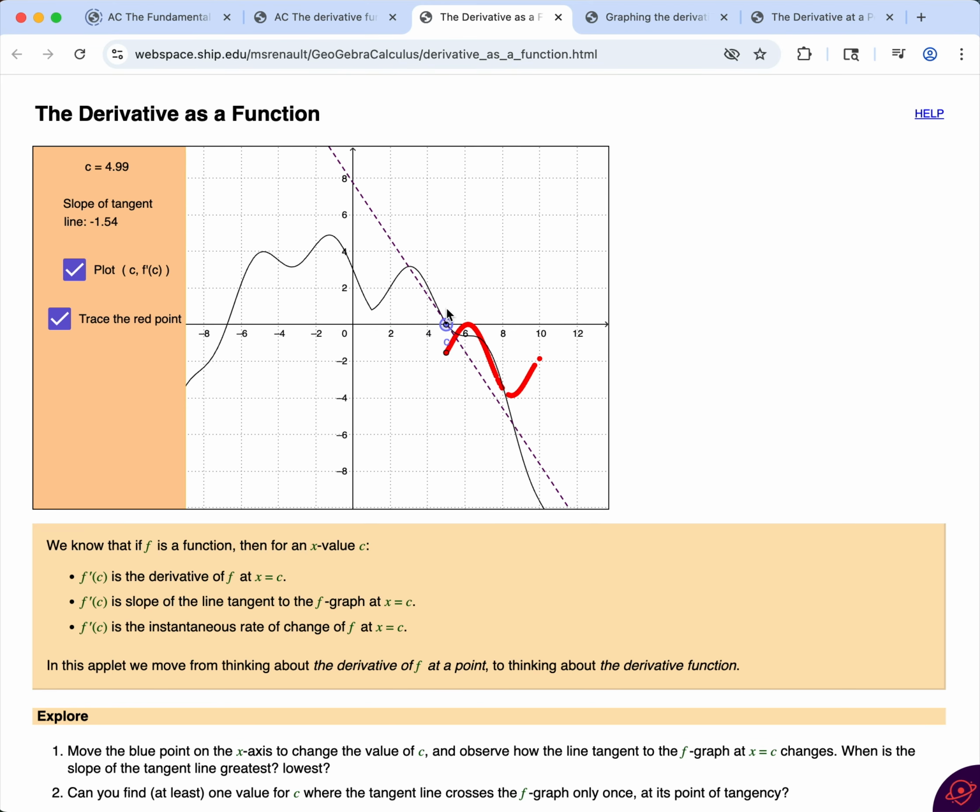Slope is 0. Slope is negative. It's 0, has positive slope. It jumps quickly there. Has negative slope. 0 slope right in there. And then it's a positive slope. 0, negative slope. 0, positive slope. And then it gets less and less. So this graph has a slope graph that looks like this.